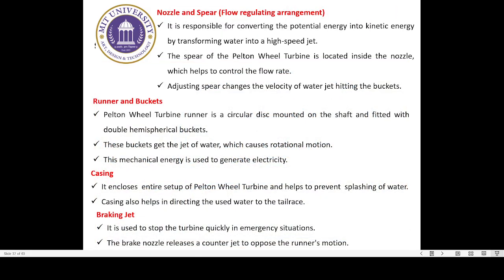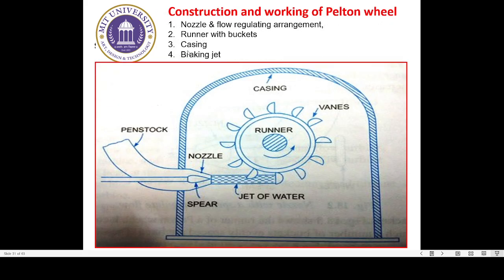Then coming on to the casing. The casing is this top portion that we can see here, all this shaded portion, which is provided for this particular hydraulic turbine. The function of the casing is to prevent the splashing of water, and it also helps to discharge the water to the tail race. Because the jet of water strikes at very high velocity, with high kinetic energy, the water may get splashed over a larger area if the casing is not provided.